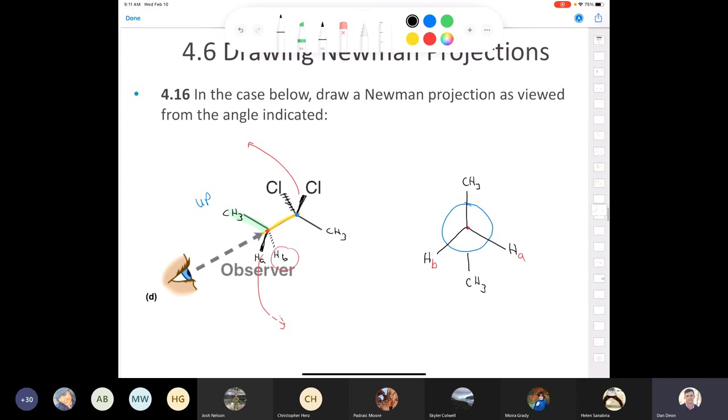Then we have the two chlorines. Since they're the same substituent, we don't really have to worry about it a whole lot. We've got one chlorine up here and one chlorine up here like this, but if I label them A and B, then it gets a little trickier.